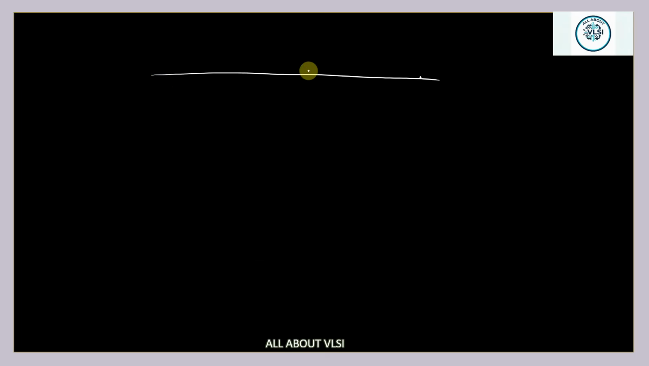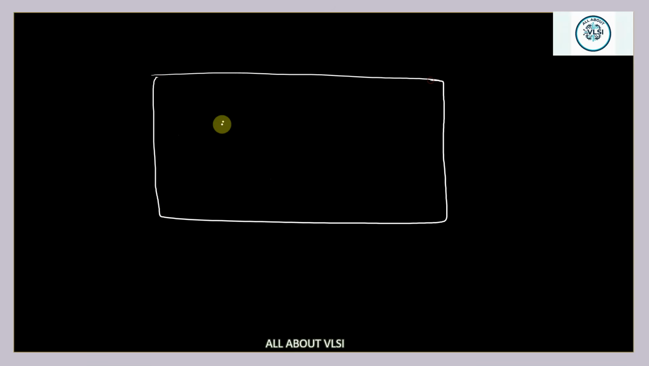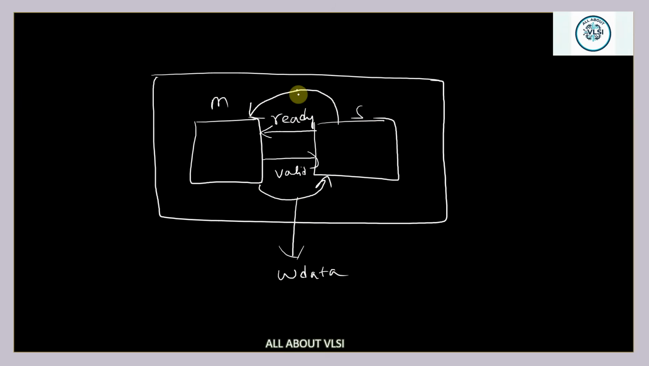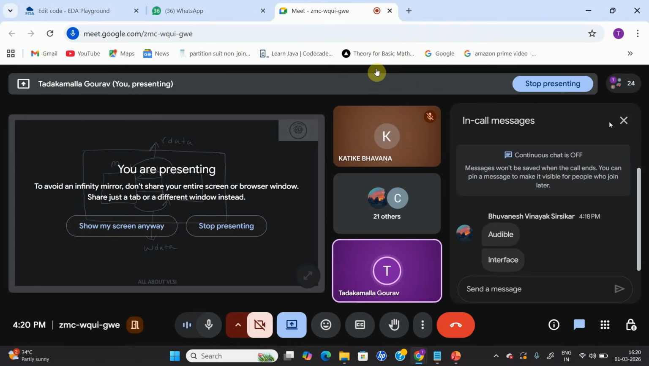Or let us say we have a top module where we have my master and a slave. Let's say if the slave responds to my master as ready, the master will send the valid data. This is nothing but the handshaking mechanism. Next, master will send the data on a line known as W data, and the slave will send the data to the master using some other line, which is known as R data.